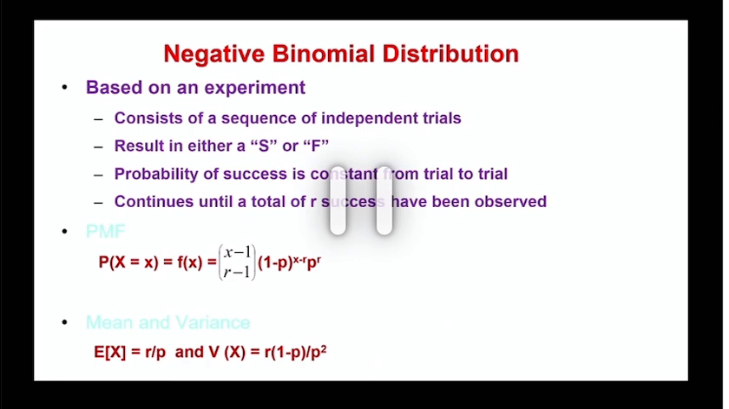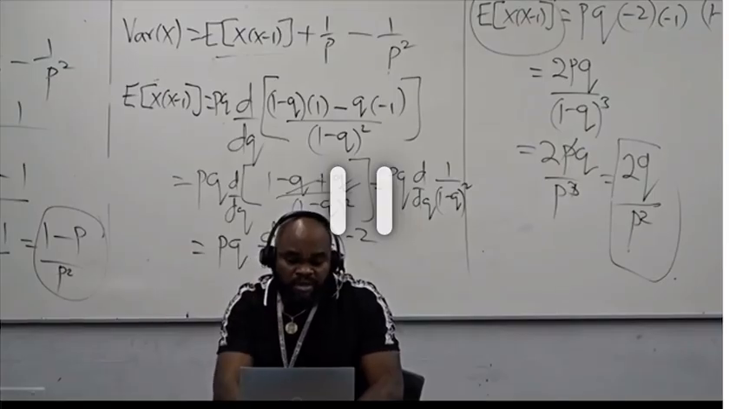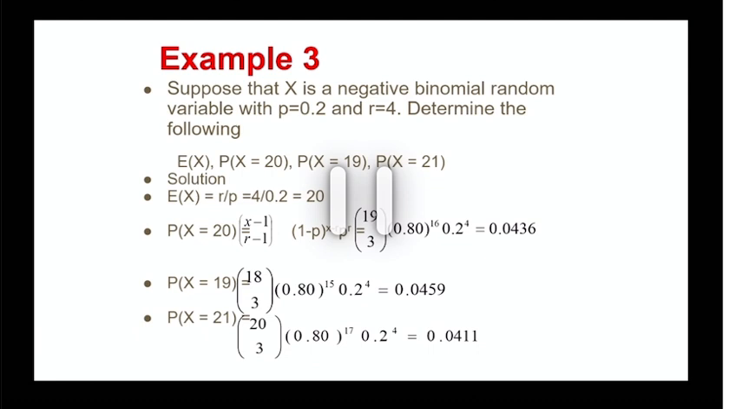Now let's look at the example. Suppose X is a negative binomial variable with p equals 0.2 and r equal to 4. Determine the following. What is the expected value of X? What is the probability of X equal to 20? What is the probability of X equal to 19?